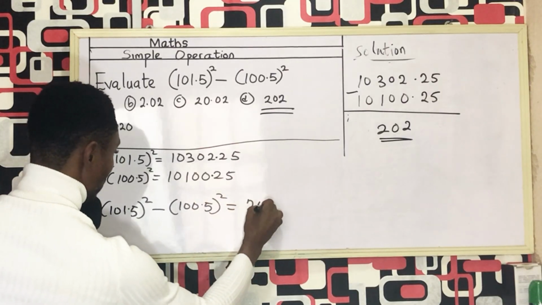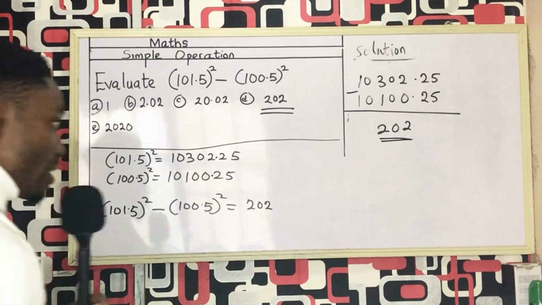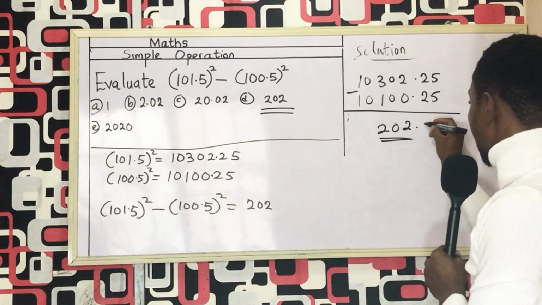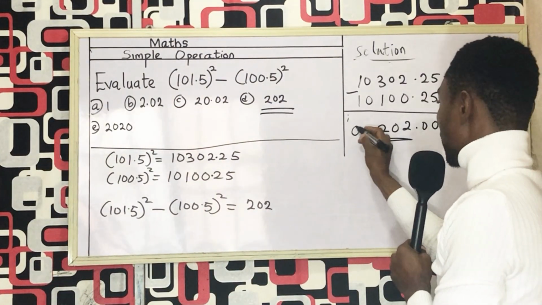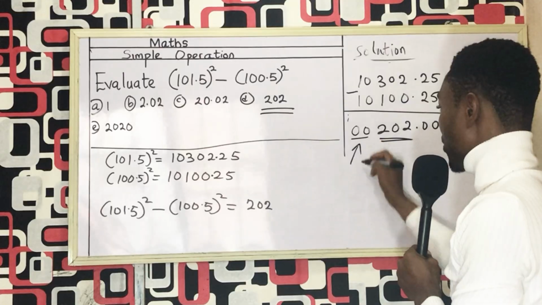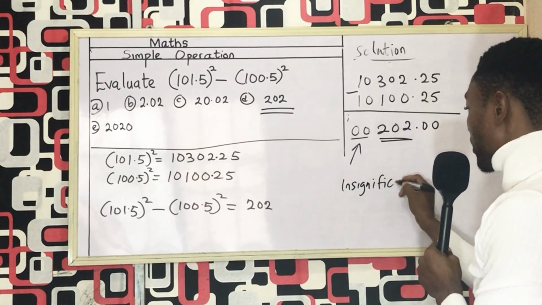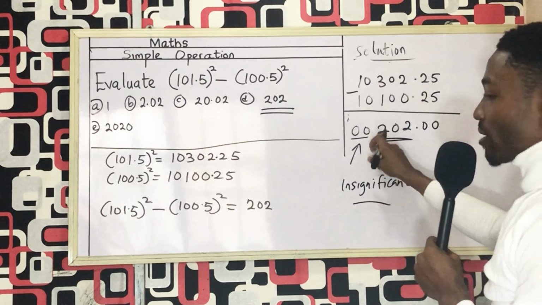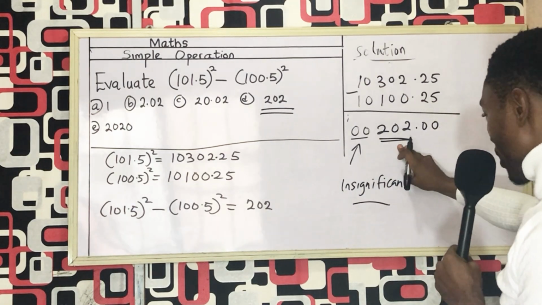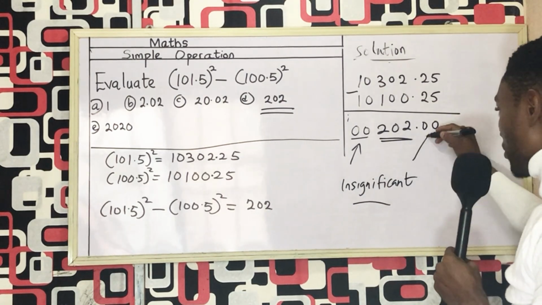So this is equal to 202. Mind you, in our initial answer, we have 0.00 and 00. These ones are insignificant. We call them insignificant. They don't add value to these whole numbers. Then after the point two, same thing.